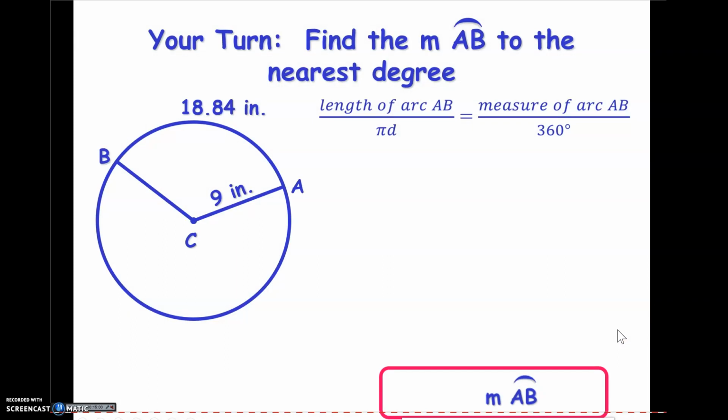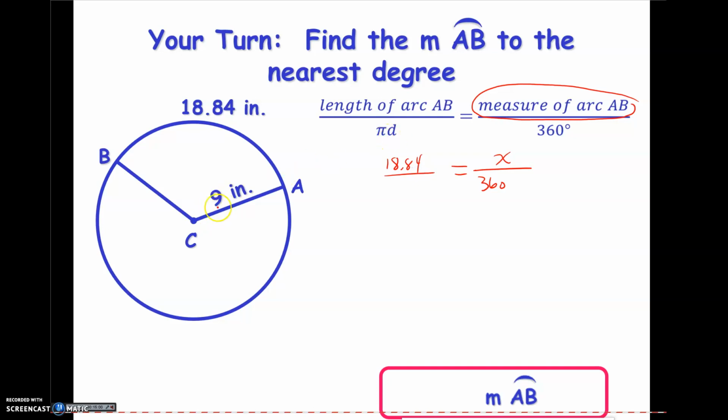Next one. In this case, I'm asked to find the measure of arc AB, not the length. I want the measure, which means this is going to be my unknown. I'm looking for that measure. So let's replace what I know. Again, I know that this guy down here is going to be 360. This is what I'm looking for, the measure of arc AB, so this is going to be my x. And then I know what my length is. My length is 18.84 inches. That's my length over my circumference.